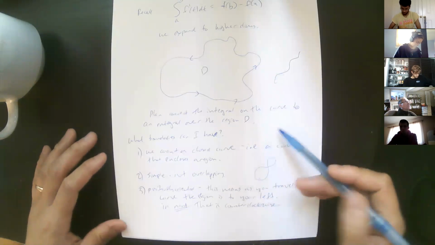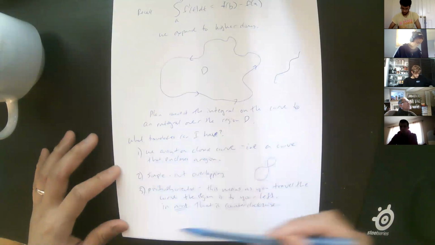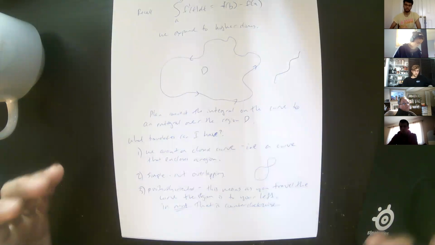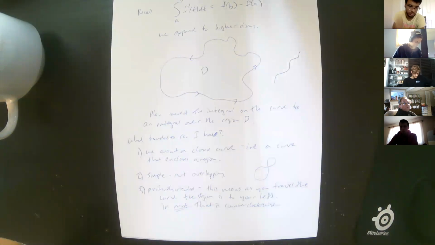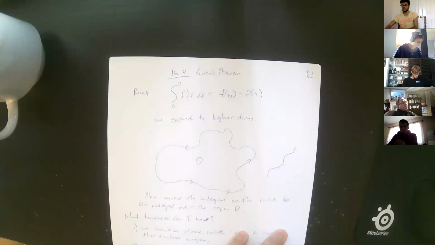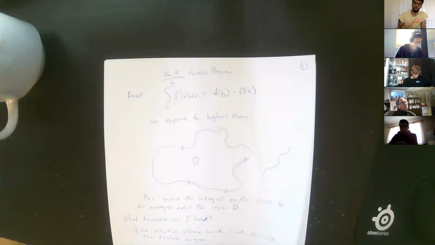So any curves that have these three properties will be good curves. They're simple, closed, and positively oriented. These are the curves that we're going to look for in Green's theorem. So now, what does Green's theorem say?